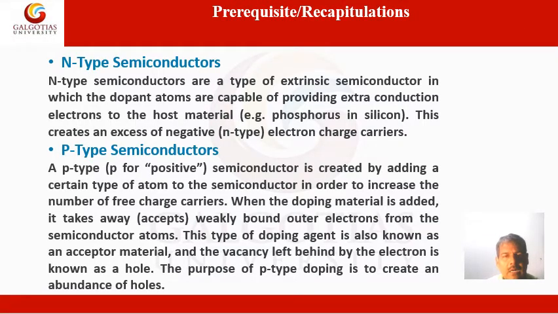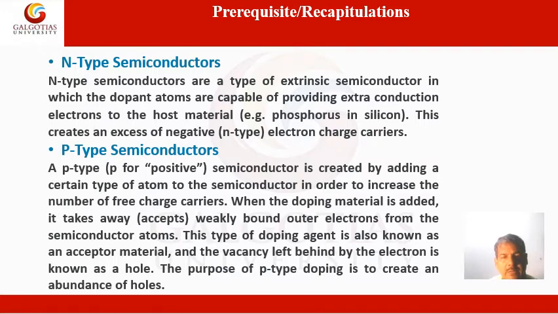So the prerequisites are N-type semiconductors and P-type semiconductors. What are N-type semiconductors? N-type semiconductors are a type of extrinsic semiconductor in which the dopant atoms are capable of providing extra conduction electrons to the host material, for example phosphorus in silicon. This creates an excess of negative charge, electrons.